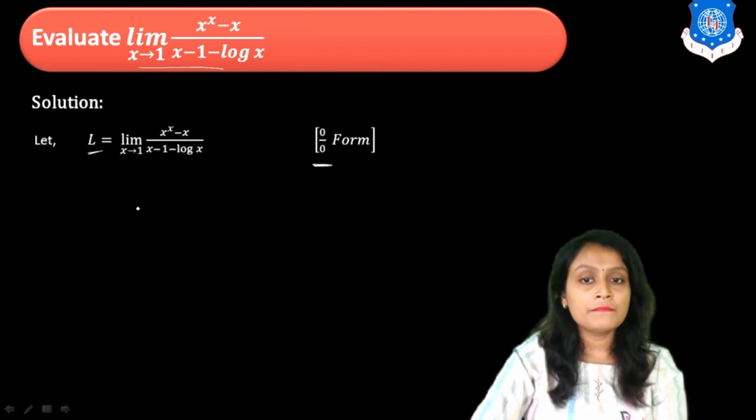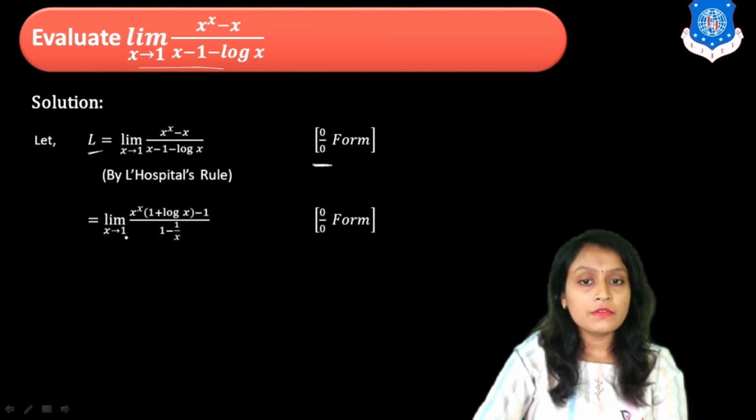So we will apply L'Hopital's rule, right? So we have to take the derivative. We know the derivative of x raised to x is x raised to x into 1 plus log x, and the derivative of x is 1. So here we have minus 1 upon, the derivative of x is 1. This term is constant, so its derivative is 0, and the derivative of log x is 1 upon x. Now again if you substitute x equals 1, you will get the form 0 by 0.